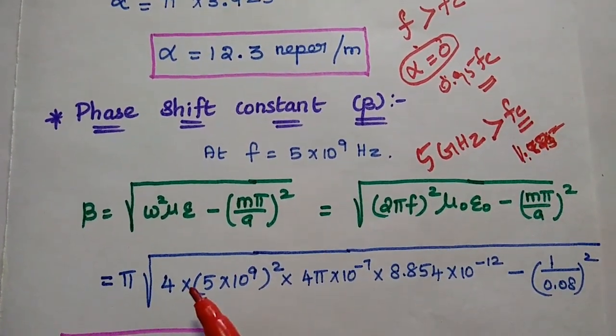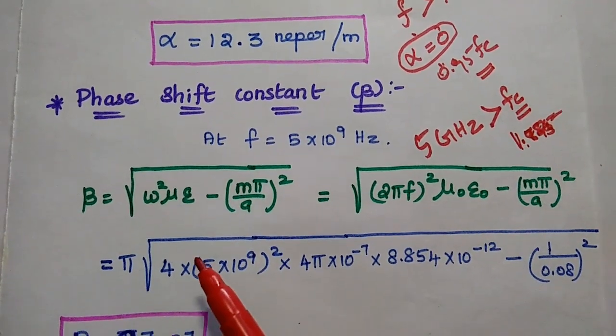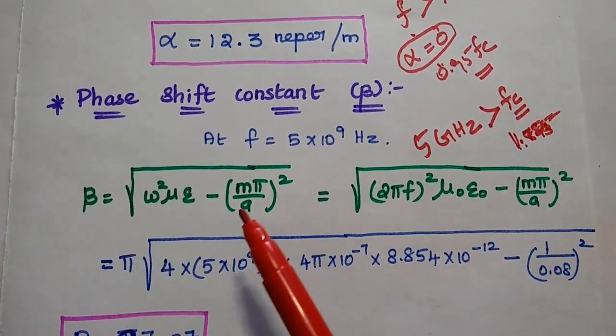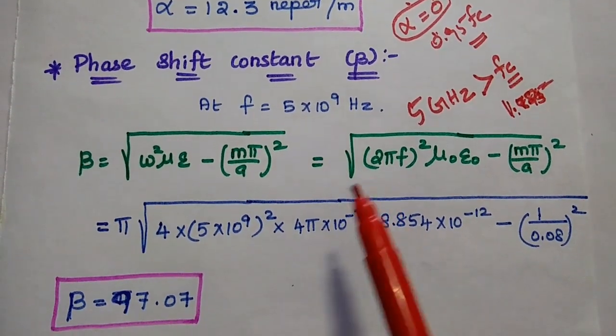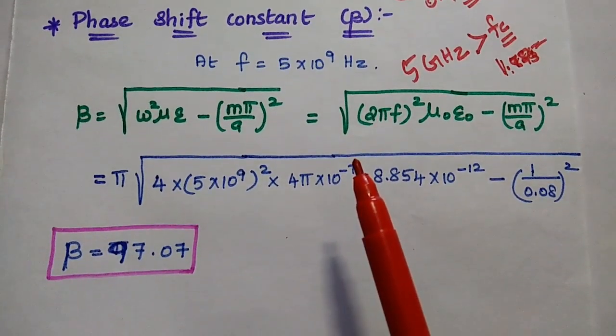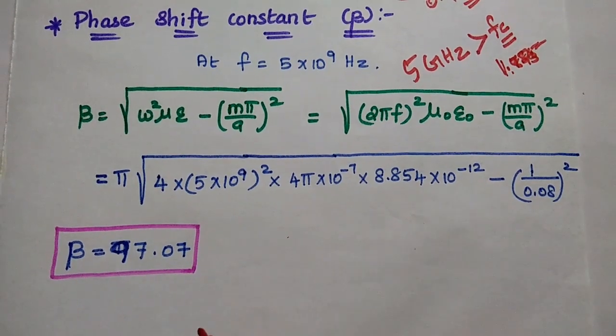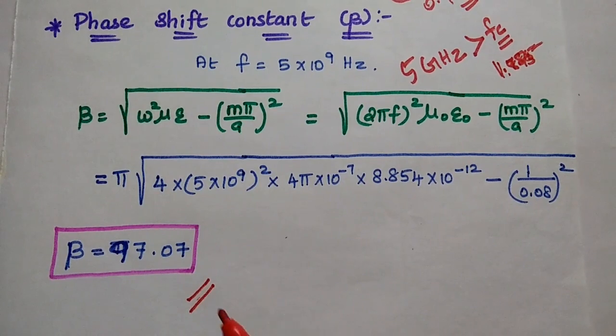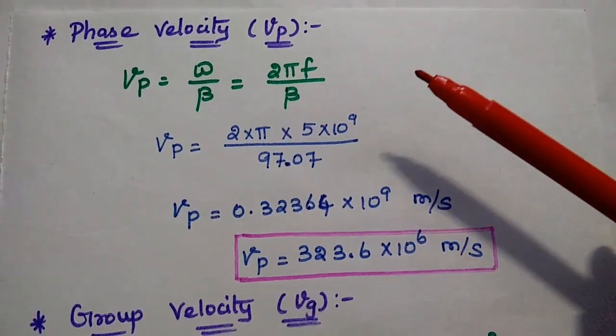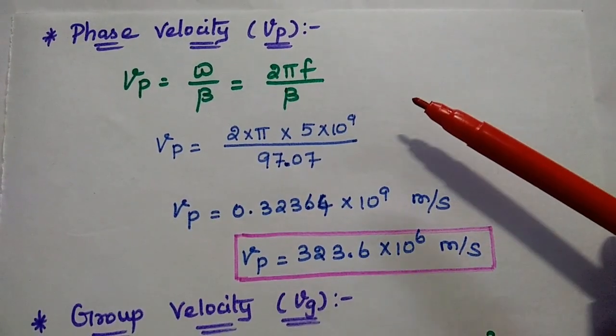Then we can use the formula beta is equal to square root of omega square mu epsilon minus (m pi by a) the whole square. Then we can substitute all the values in this formula to get the beta value. So what is the beta value? This value is 97.07. Next, we are going to find out the phase velocity.